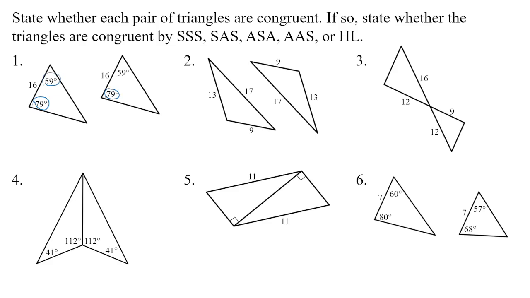These two angles are congruent. And a pair of corresponding sides between the two angles are congruent. Therefore, the triangles are congruent, and they are congruent by angle, side, angle.